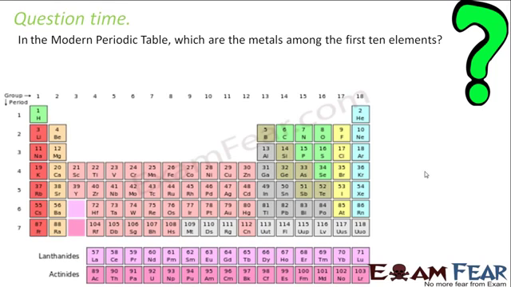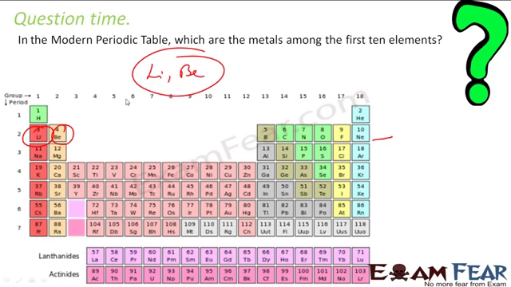In the modern periodic table, which are the metals among the first 10 elements? Let's see the metals. Hydrogen is not a metal, helium is not a metal, lithium and beryllium are metals, and that's all. Because I'm talking about the first 10, they are the only 2 metals, and the rest are all non-metals, right? So lithium and beryllium are the only 2 metals in the first 10 elements. See, if you have a periodic table in front of you, you can answer all these questions very easily. But if you don't, it's very difficult to answer. So a lot of students memorize the periodic table, and it's advisable for chemistry students to memorize at least 30 or 40 elements.